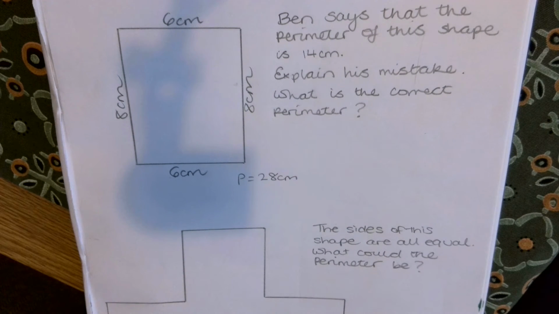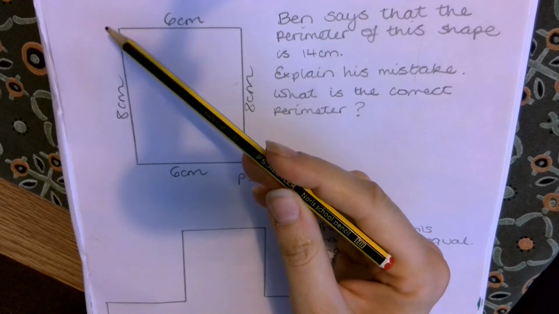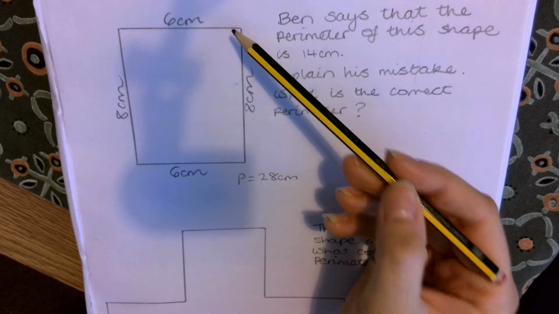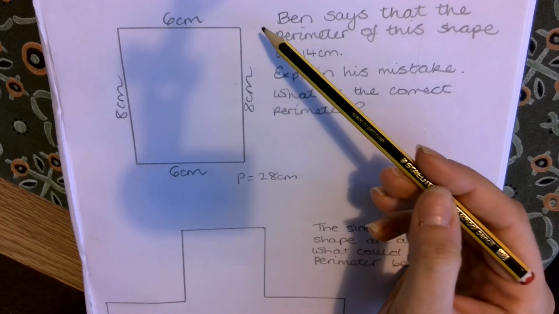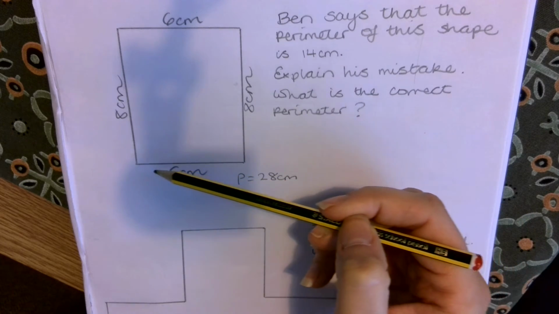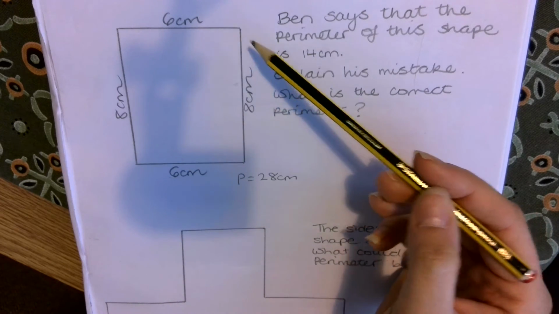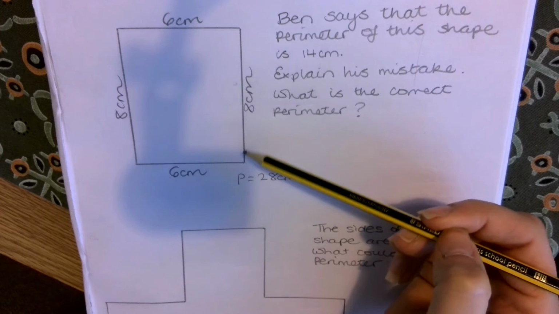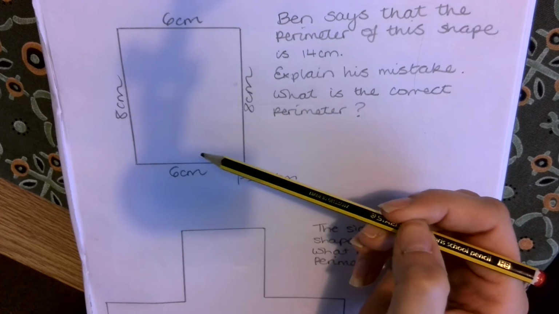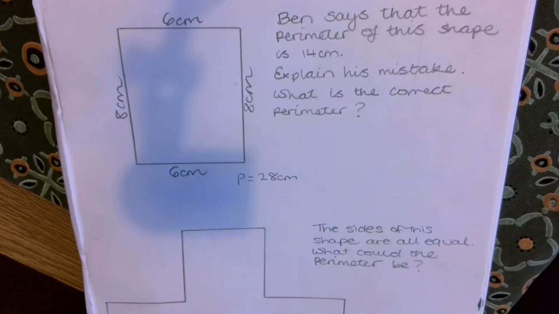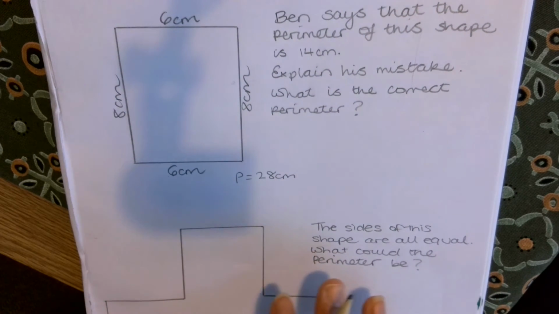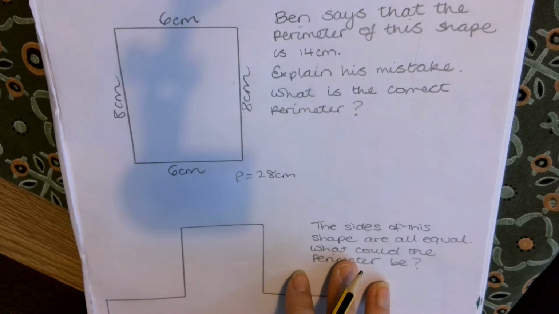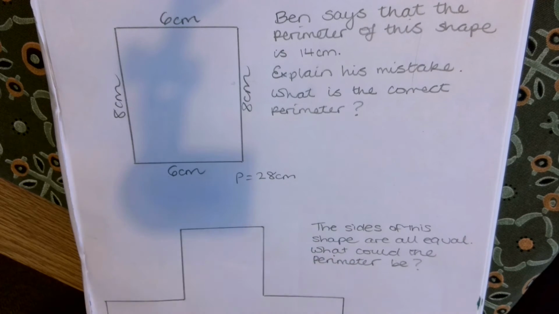Now what do you think Ben may have done? I think he has added 8 centimetres and 6 centimetres together to reach 14. And I think because these 2 sides weren't labelled, he didn't think he needed to add them together. But we know that we need to add all the lengths of a shape together, even if we haven't been given those lengths. So I need to explain Ben's mistake, and then I need to write down the correct perimeter.